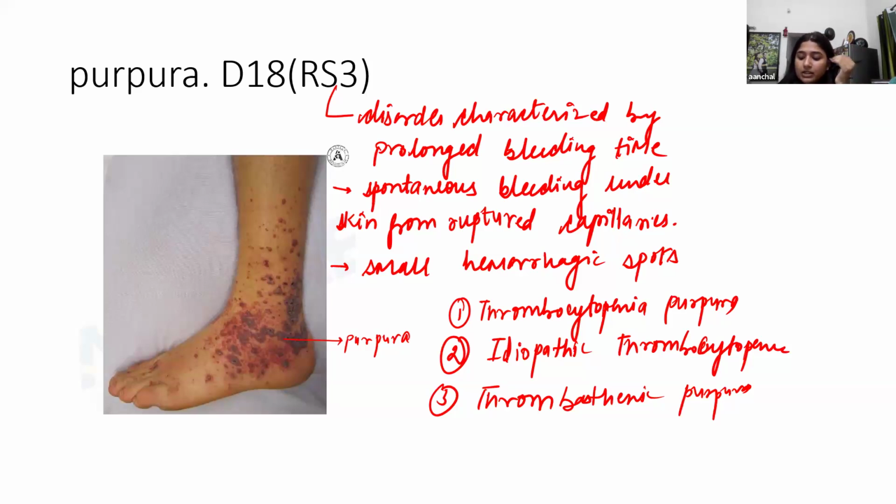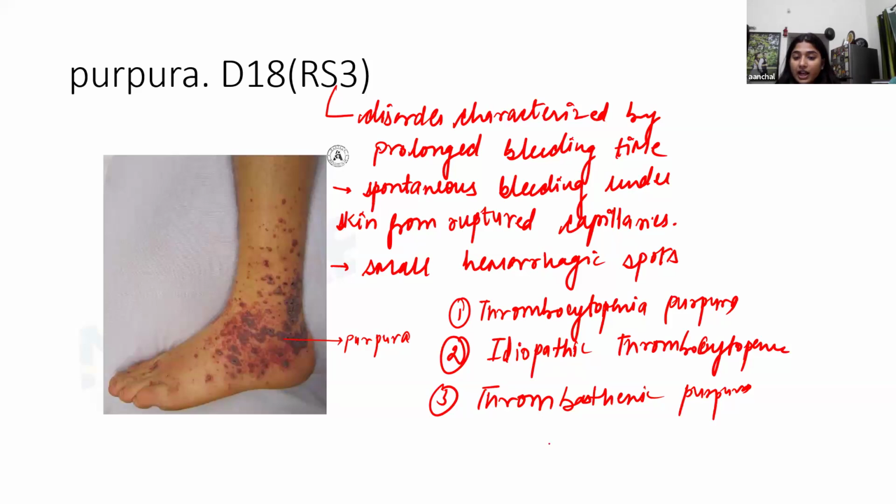Another thing we have is idiopathic purpura, which occurs due to some unknown causes, and this is known as idiopathic purpura because the cause is not yet known. It is believed that in this type of disease the platelet count decreases due to development of antibodies against platelets, which can also occur due to blood transfusion.